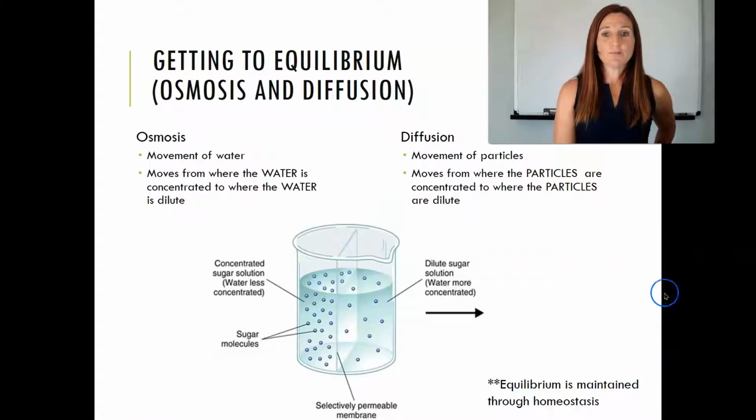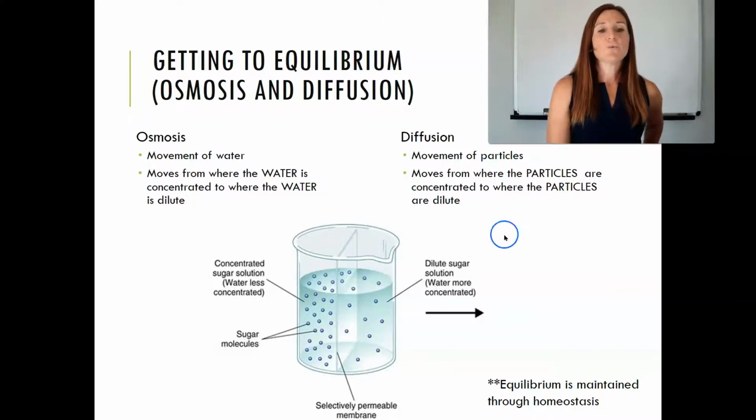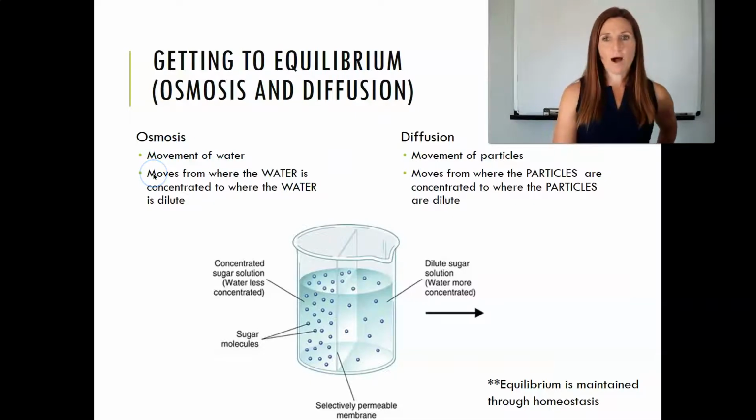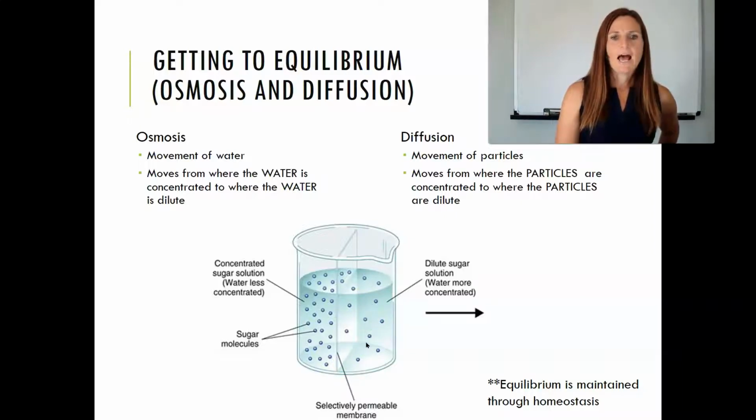So here we're spending just a little bit more time looking at osmosis versus diffusion. So remember that osmosis is the movement of water. This is going to move the water from where the water is concentrated to where the water is dilute. So if you look at this glass, the water is more concentrated on this side, and the water is less concentrated on that side, which means that our water wants to be moving from this side of the glass over here. That's where the water wants to go.